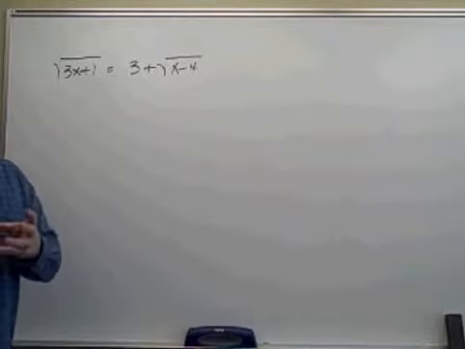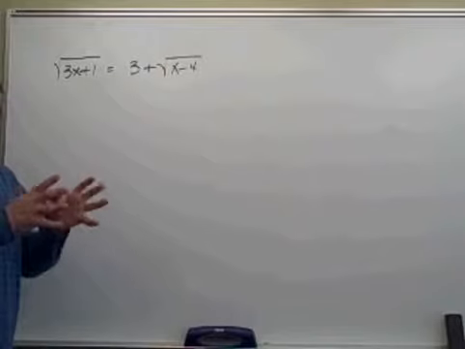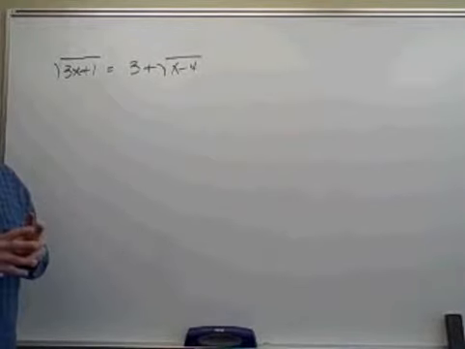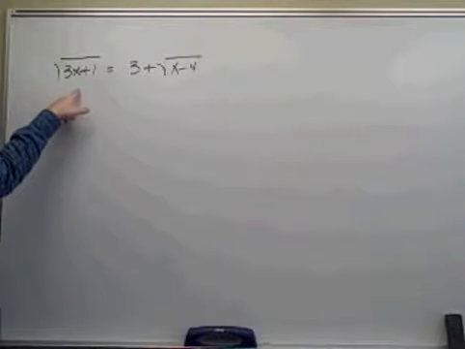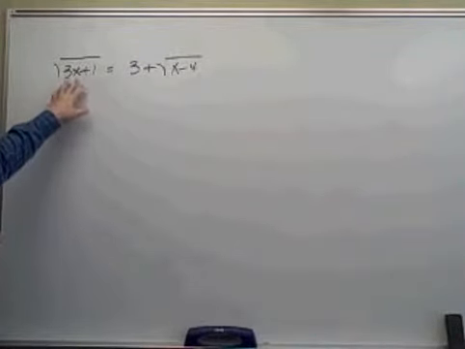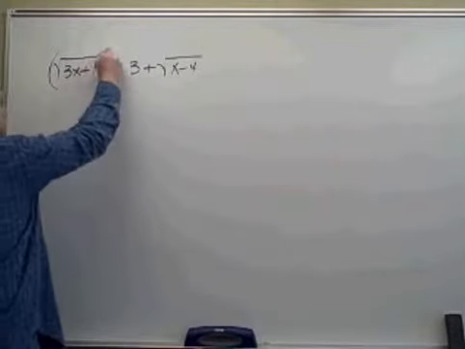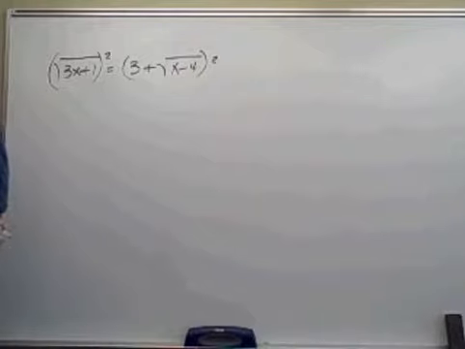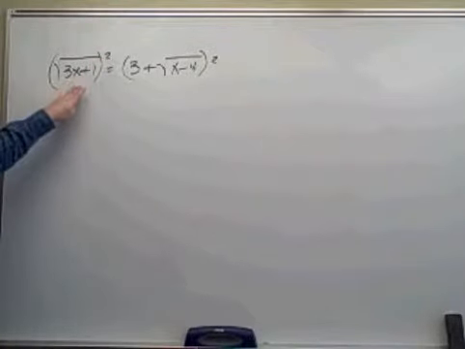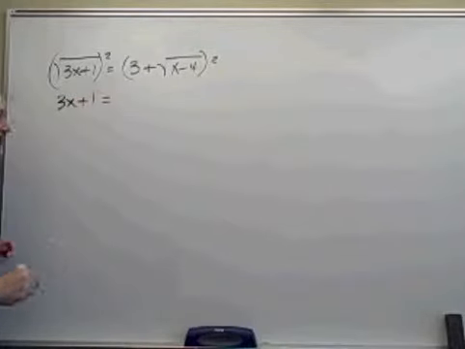When you have a radical equation with more than one radical expression, isolate one of them on one side of the equation. And then we'll raise to the appropriate power, which in this case would be squaring, because that will undo the square root. The square of the square root of 3x plus 1 is just going to give us 3x plus 1.